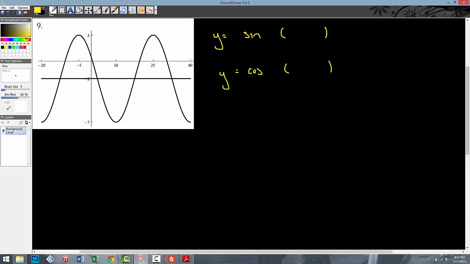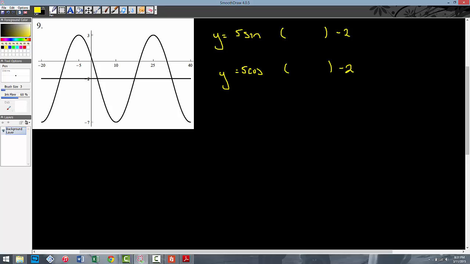Again, vertical shift is really easy to find. It's going to be -2 for both because we're shifted down 2. Now, to find the amplitude, I'm going to find the distance between the vertical shift and the highest point and the lowest point, and since these are symmetrical, they'll be the same. It looks like the amplitude for this function is going to be 5.